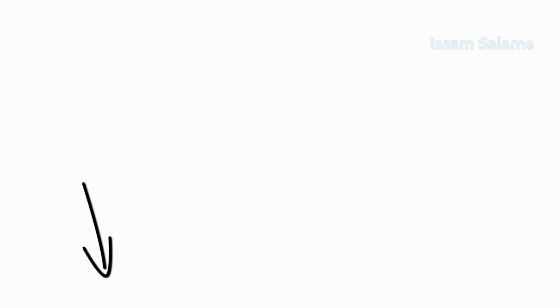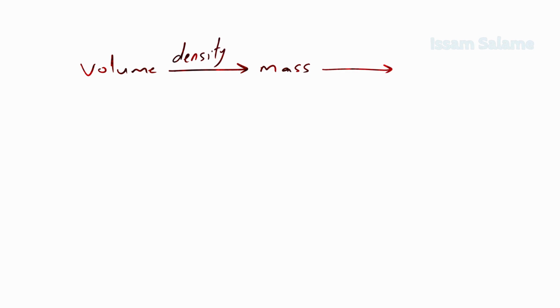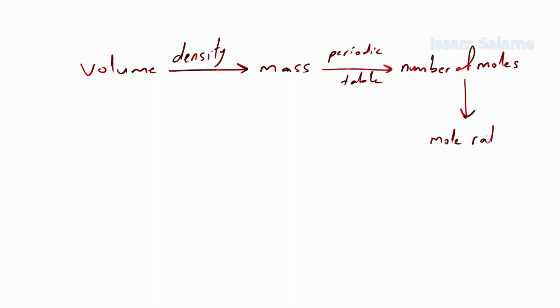In the description box, you will find a link for a video about volume stoichiometry exercises, where we used to convert volume to mass using density and mass to number of moles using the periodic table, and then use the number of moles in the mole ratio. And vice versa, if we want to convert number of moles to volume, we have to convert number of moles to mass first, then mass to volume.